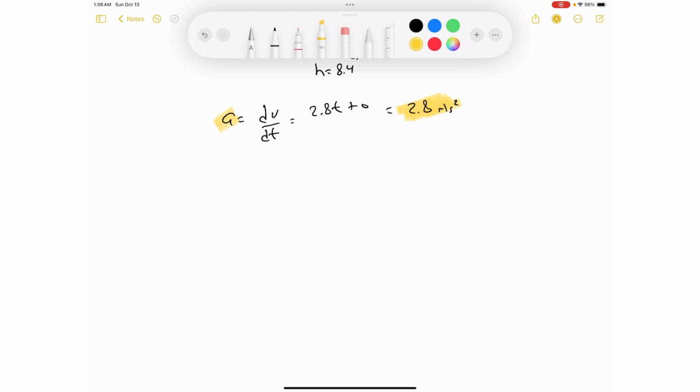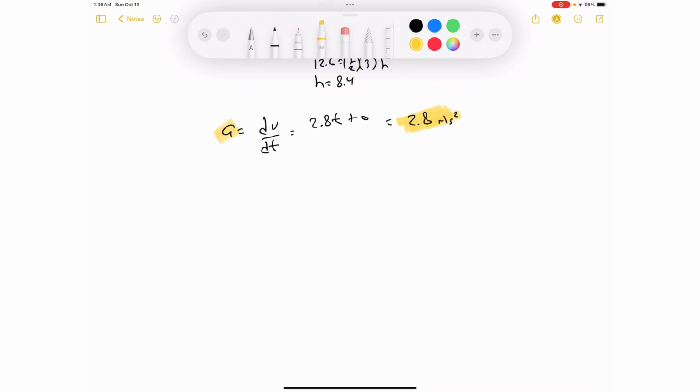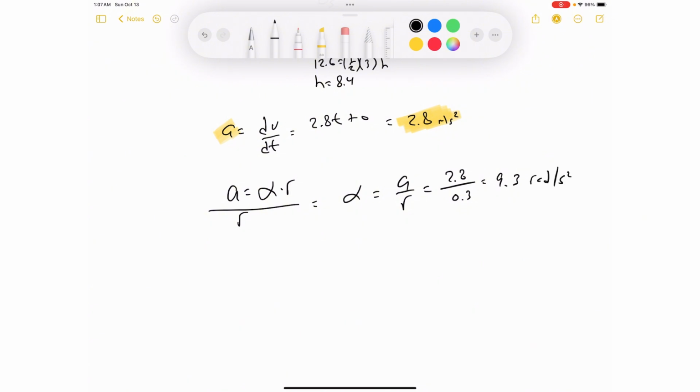Now I have acceleration. What I'd like to do is turn that, which is linear acceleration, into angular acceleration. Of course, you may remember that linear acceleration is just angular acceleration times the radius. But you can do the opposite: divide by r, and then alpha equals a divided by r. We already have a, 2.8. r is 0.3, and that'll give me my alpha, which is 9.3 radians per second squared.